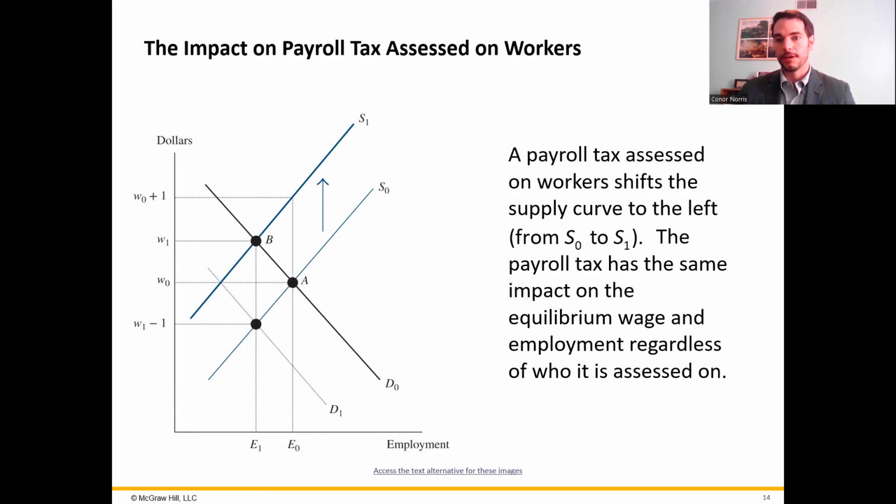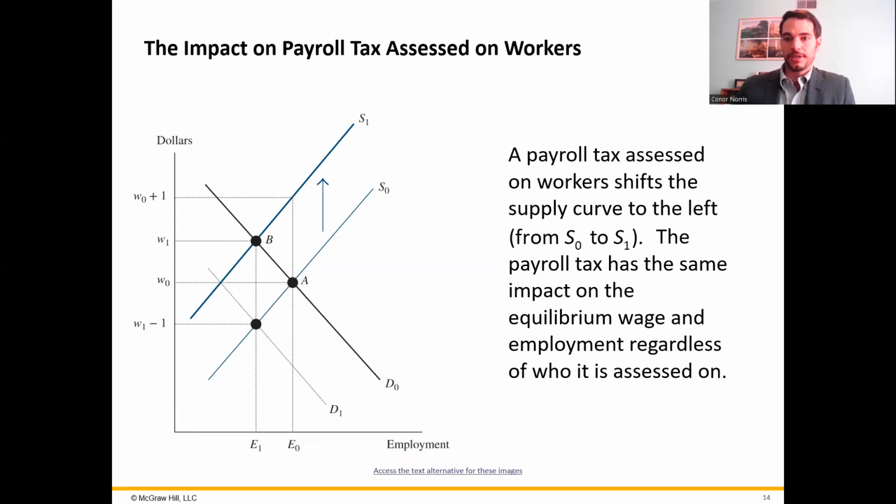The labor market equilibrium then shifts from point A to point B. The firm ends up paying a higher wage, W1. The workers receive W1 minus 1 because this time they're the ones paying the tax. So we end up in the same place, no matter which side pays the tax.